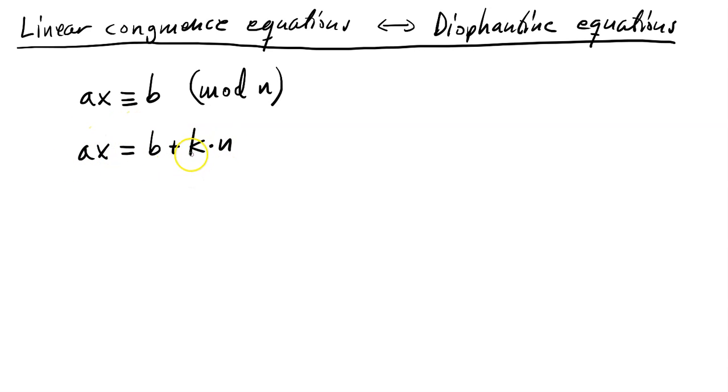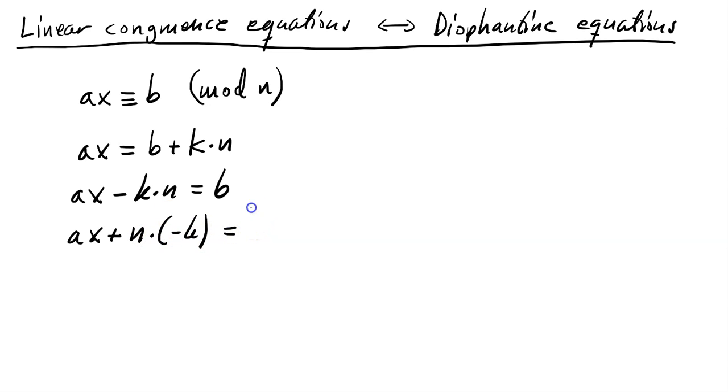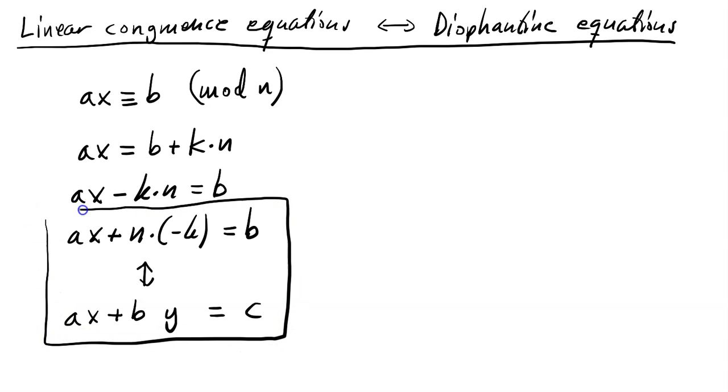So now this is a normal equation. Let us rewrite this equation in the following way: ax minus kn equals b. And this we can rewrite as ax plus n times minus k equal to b. Okay, let's compare this with the Diophantine equation. The Diophantine equation we have like this. If we compare these two, we will see that they have the same structure. All the numbers here are integers. So we have a constant multiplying an unknown.